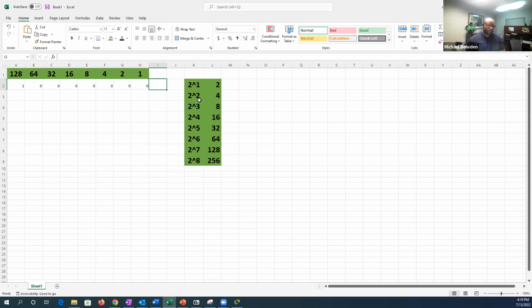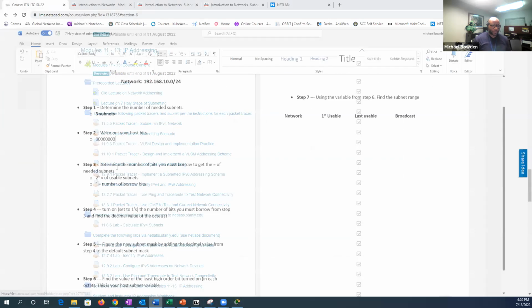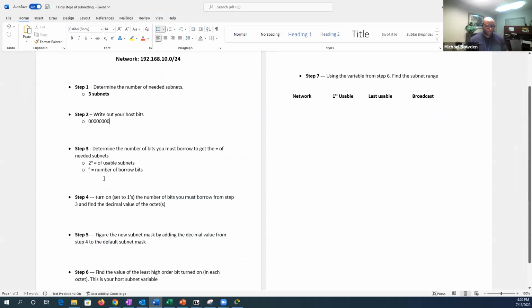So if I borrow 2 bits, I can create 4 subnets. So I can fit those 3 subnets by borrowing 2, because 3 can go in the 4. So this would be the best choice to go with. And we would just have 1 subnet left over for future use. So we're going to borrow 2 bits. So we need to borrow 2.